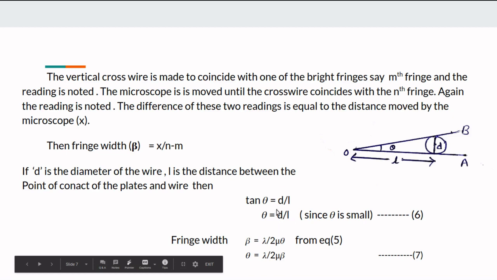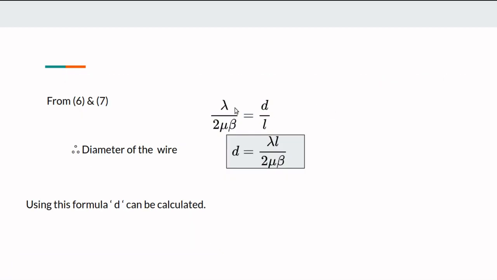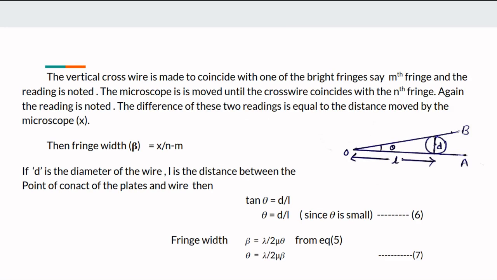We have to determine the value of d, the diameter of the wire. For this purpose we eliminate the other unknown quantity, the angle of the wedge. From these two equations, the left hand sides are equal, that is theta, so the right hand sides are also equal. Lambda by 2 mu beta is equal to d by L, or d is equal to lambda L by 2 mu beta. We can calculate L and beta using the microscope, and we already know the wavelength of the monochromatic light. Substituting the values of lambda, L, mu and beta, we get the diameter of the wire. This is about the determination of the diameter of the wire by wedge shaped film.